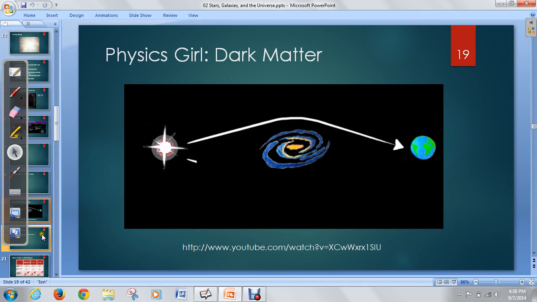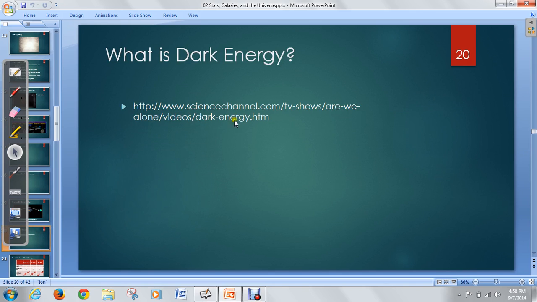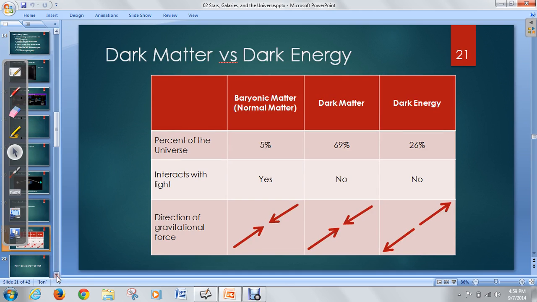That's dark matter. Then we also talked about dark energy, which explains why the universe is expanding faster and faster instead of getting closer and closer together. So here's a simple chart that I would memorize to help you understand the difference. There's baryonic matter, or the normal matter, which we're used to. It makes up 5% of the universe, and it interacts with light, and the direction of gravity is towards the object. Then there's dark matter.